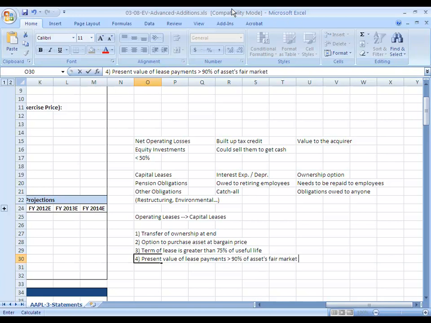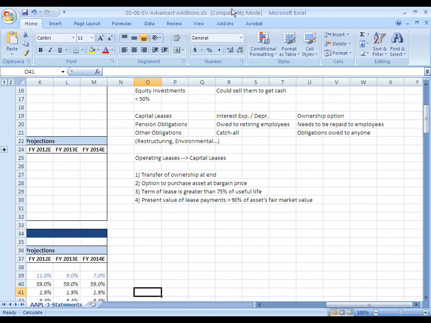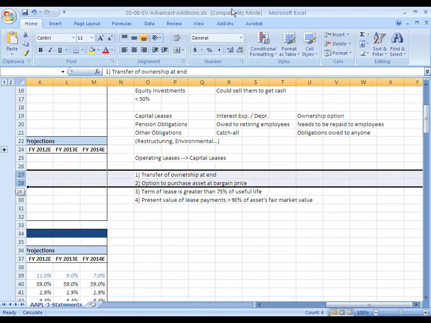So any one of these 4 conditions has to be true for an operating lease to be converted to a capital lease and then added to enterprise value, as we have shown right here. Now, the first 2 options here, these are actually very difficult to assess based on the company's filings.